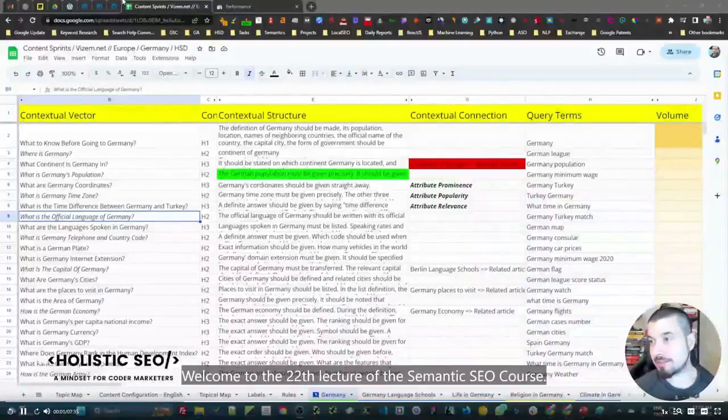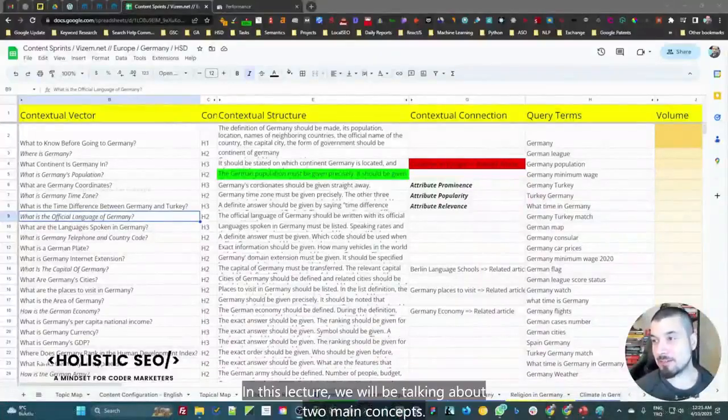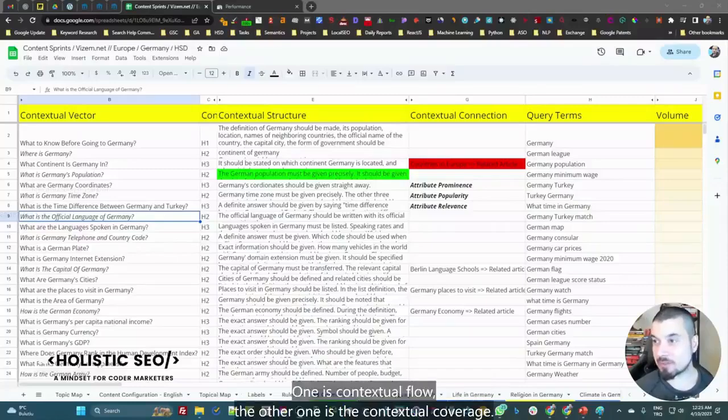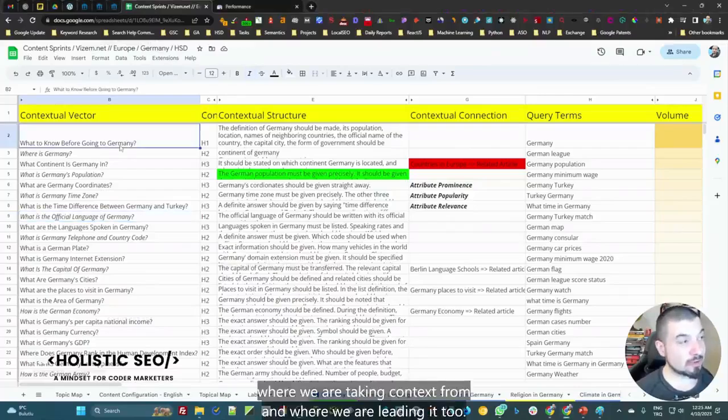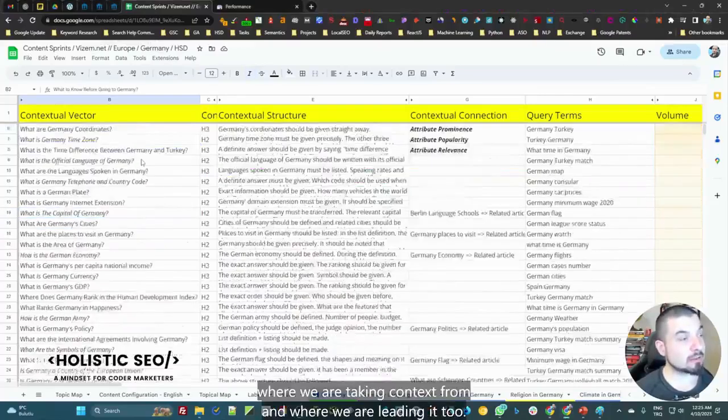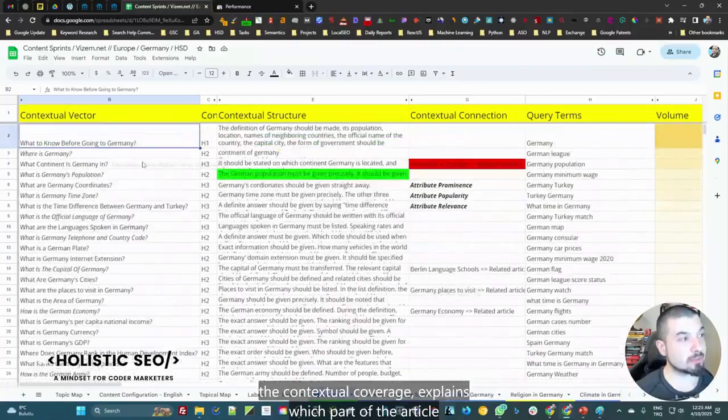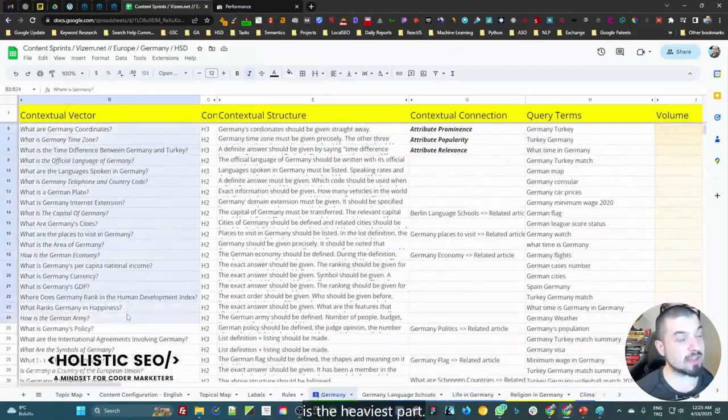Hello, welcome to the 22nd lecture of the Semantic SEO course. In this lecture, we will be talking about two main concepts. One is contextual flow, the other one is contextual coverage. Contextual flow explains where we are taking context from and where we are leading it to. Contextual coverage explains which part of the article is the heaviest part.